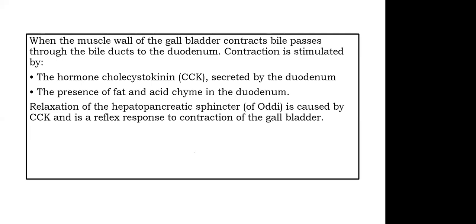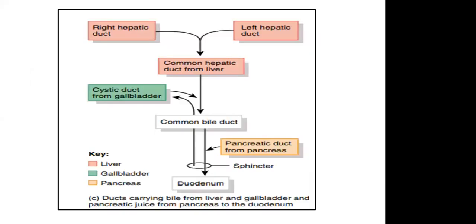It contracts, and then the bile will pass through the bile ducts to the duodenum, and this contraction is stimulated by cholecystokinin, which is secreted by the duodenum, and the presence of fat and acid chyme in the duodenum will also stimulate the release of bile. Relaxation of the hepatopancreatic sphincter is caused by cholecystokinin and is a reflex response to contraction of the gallbladder.